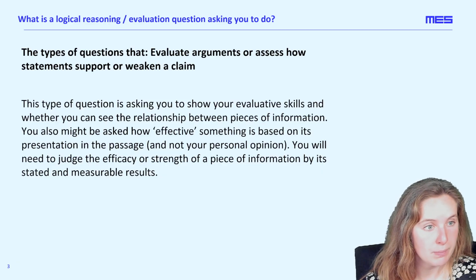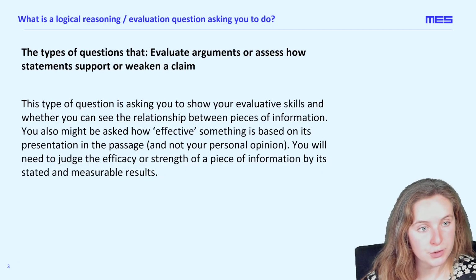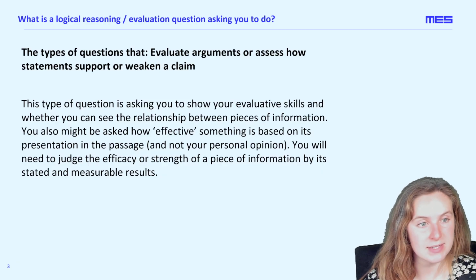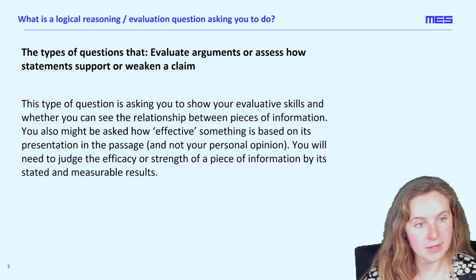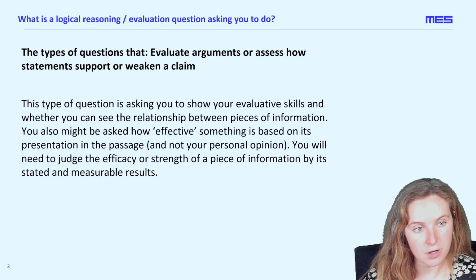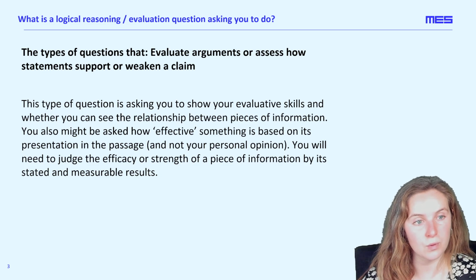It's not due to your personal opinion, but rather to the information you're given. Remember, this exam contains no outside knowledge. You're not meant to have read any particular books or know about any particular topics in order to answer the questions. The expectation is it's all there in front of you.